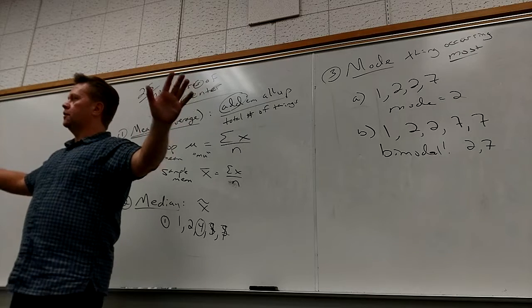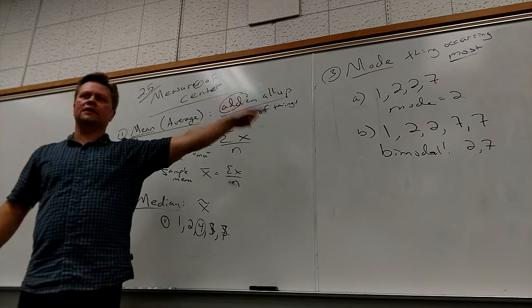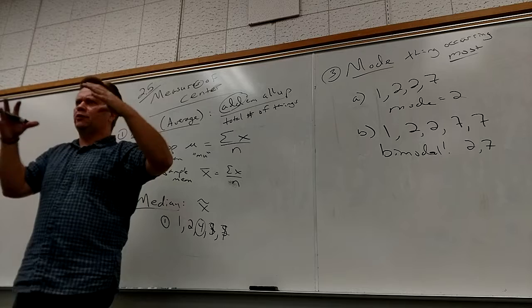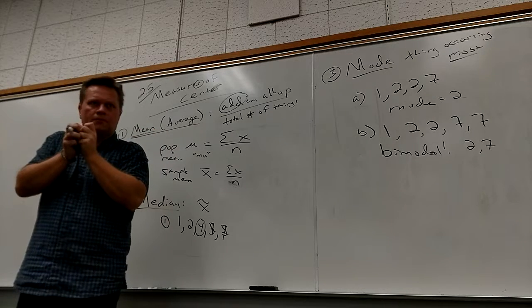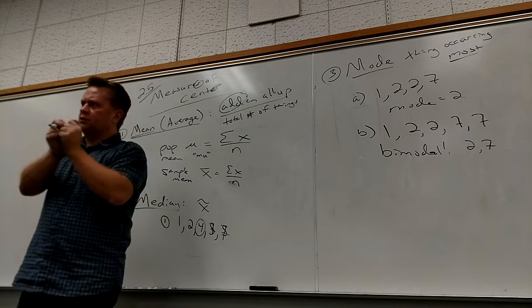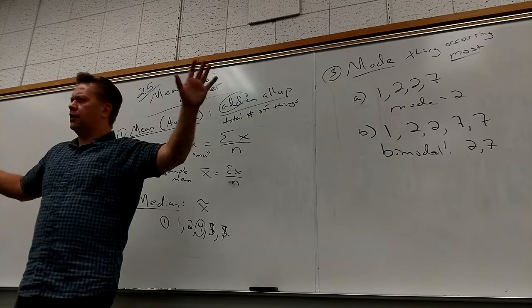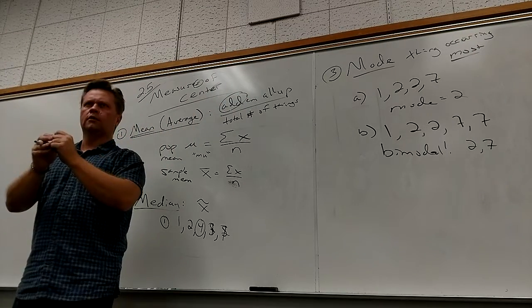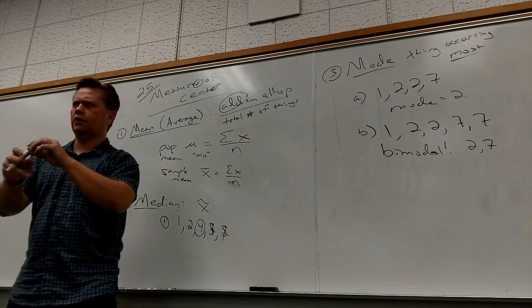There's no mode. So why is this called a measure of center? Because it's kind of an idea of where the data is clustering. That would be sort of a center, and everything else is sort of an outlier in that way of thinking.